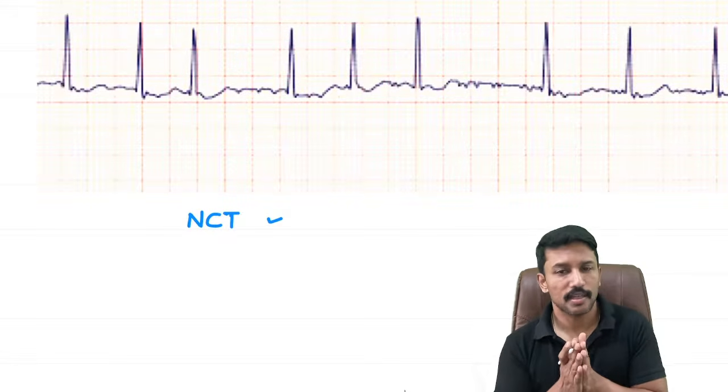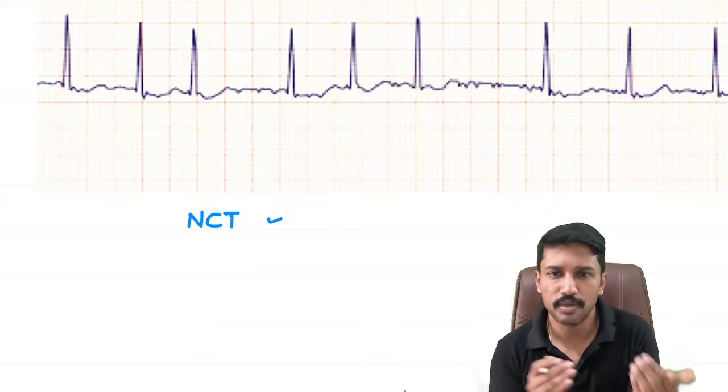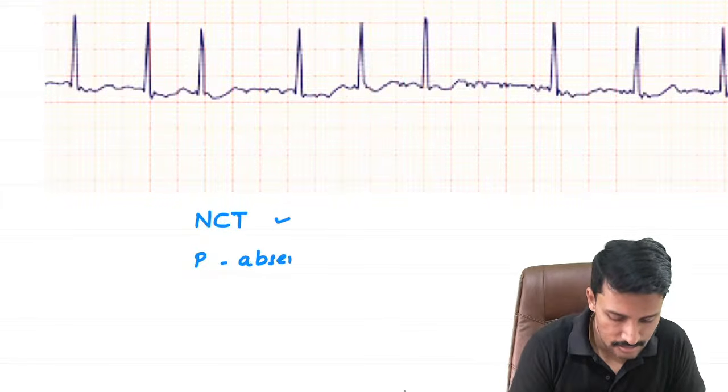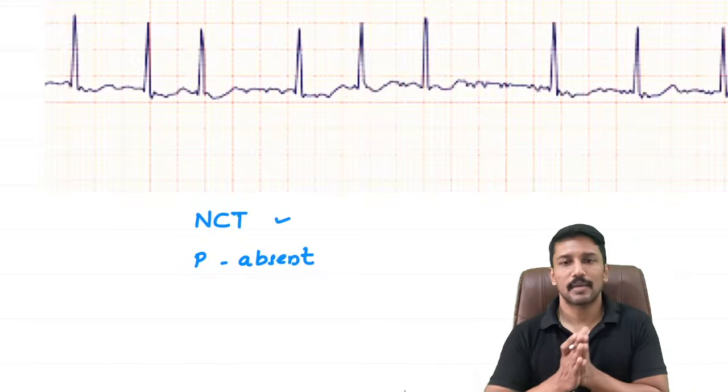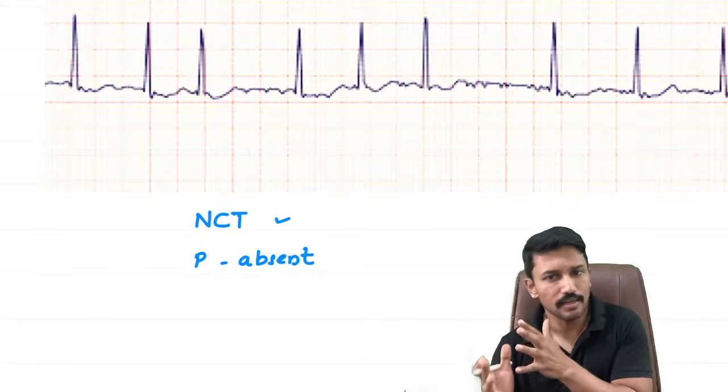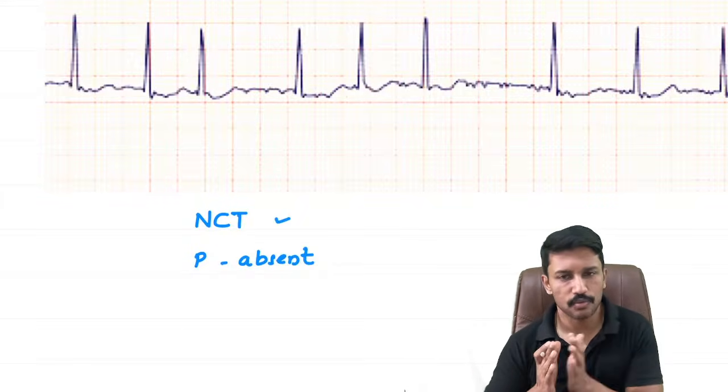Once it is a narrow complex tachyarrhythmia, the next thing I should see is whether P waves are present or absent, and we just agreed that P waves are absent in this ECG. Once the P waves are absent, I have mainly two differential diagnoses. First is PSVT and the second one is atrial fibrillation. So what should be my diagnosis here?